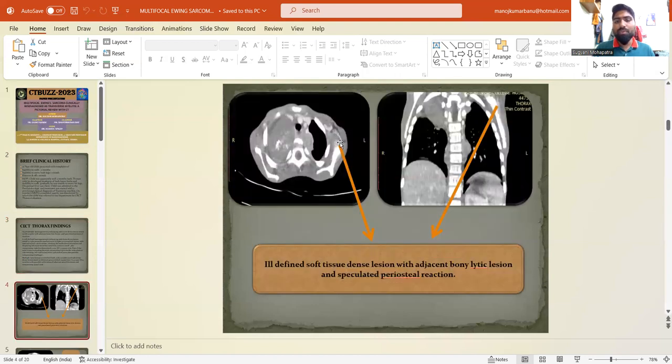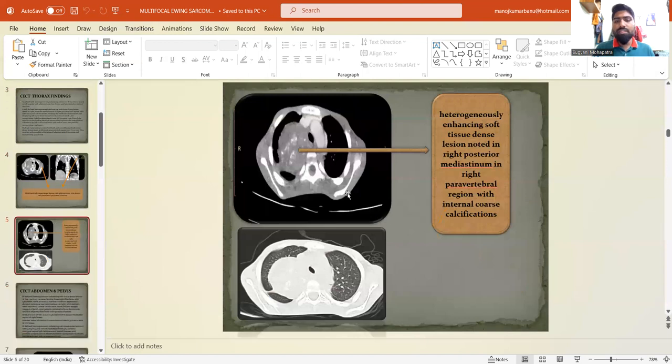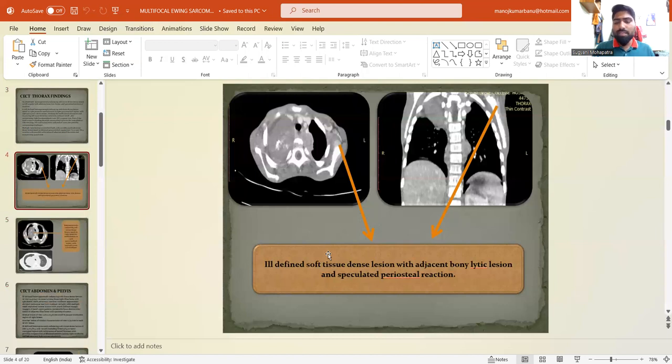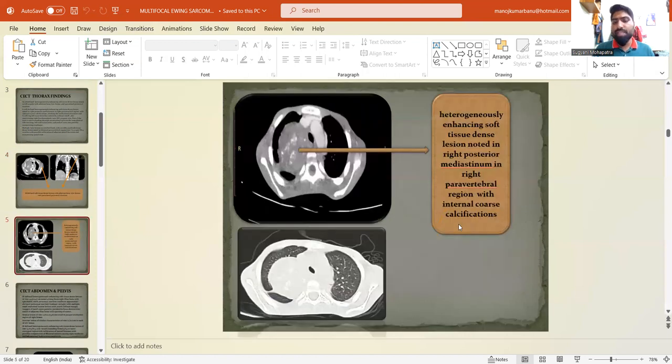This is the scapular lesion of the left scapula, and this is the huge posterior mediastinal mass arising from the paravertebral space. This is the same image. In the CECT thorax examination, these paravertebral soft tissue lesions prompted us to go for CECT abdomen pelvis examination, because we thought there might be more of these lesions in the abdomen and pelvis. So we proceeded for CECT abdomen pelvis examination of the same patient.